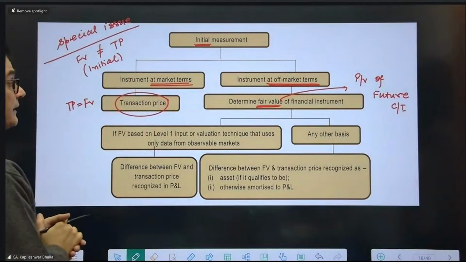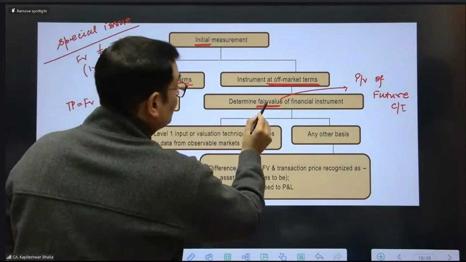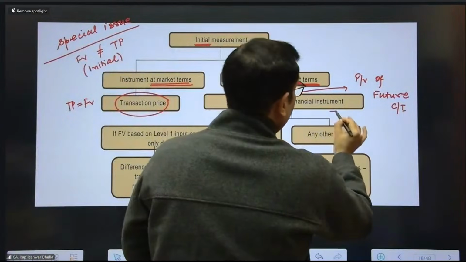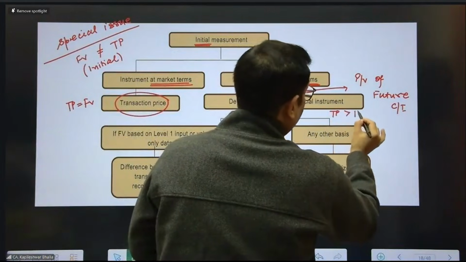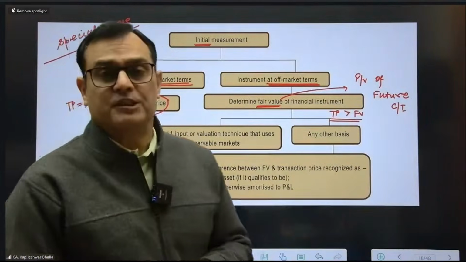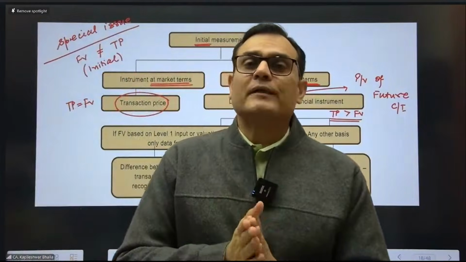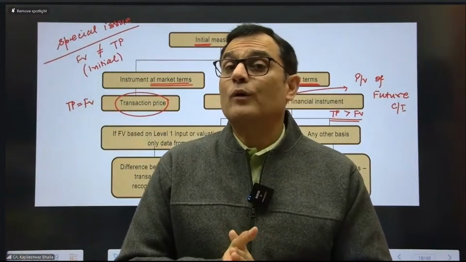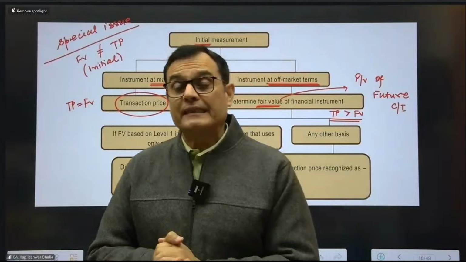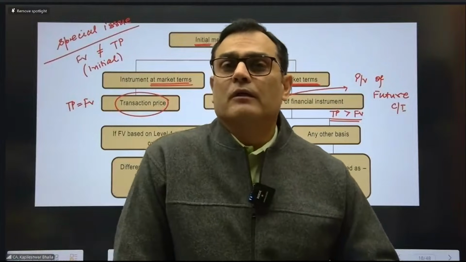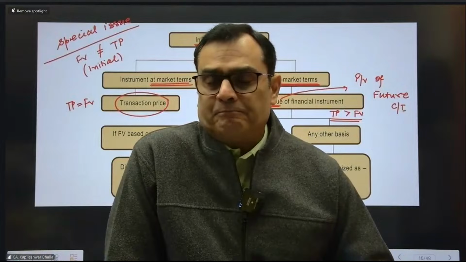Then it says, now, how do you tackle the difference between the fair value and the transaction price? Because in this case, the transaction price will be greater as compared to fair value. So there will be a difference. Now, let me explain, because what I am telling you now is based on Ind AS 113. Yes, you heard me correct. I'm talking in terms of Ind AS 113, which is called fair value measurement.